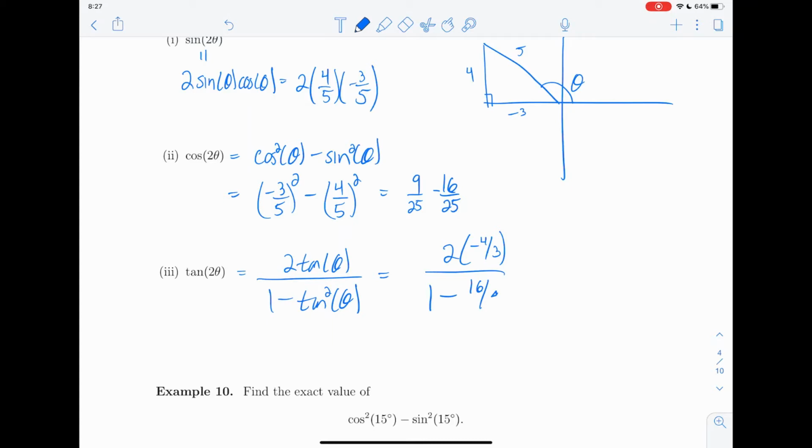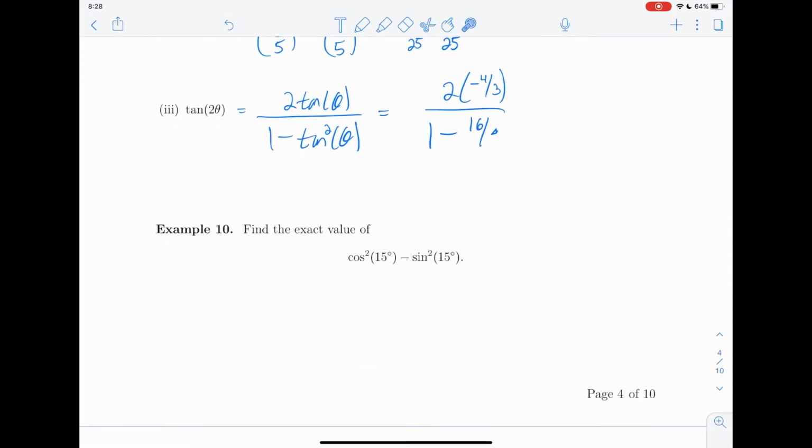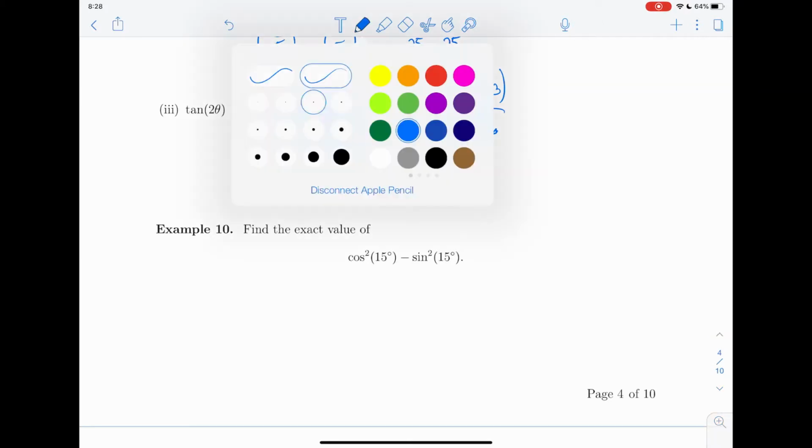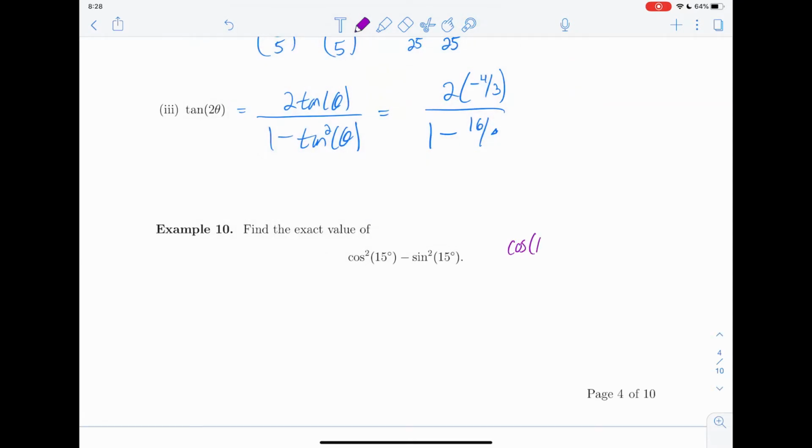We can tackle very similar problems like we saw in the last video. For example, what's the exact value of cosine squared of 15 minus sine squared of 15? As it stands, finding the sine or the cosine of 15 degrees is hard. Last lecture, we did introduce this idea of you could, for example, rewrite cosine of 15 degrees as the cosine of 60 minus 45, so let's do 60 degrees minus 45 degrees.